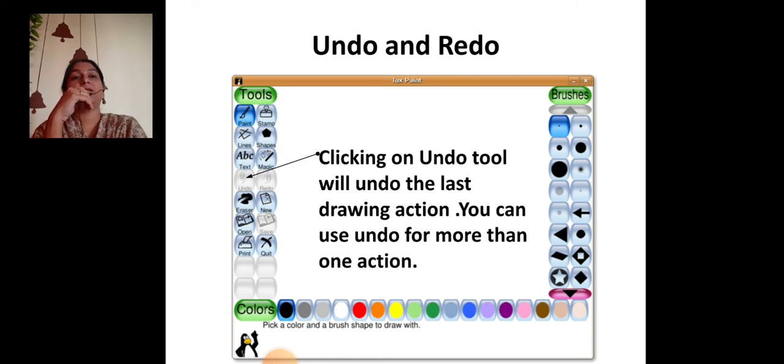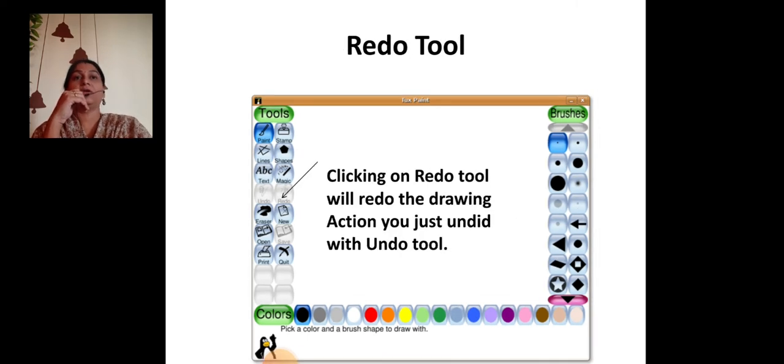Undo and redo buttons help you. Undo helps remove the last drawing action. You can use undo more than one action. Redo helps bring back the drawing action you just undid with the undo tool.